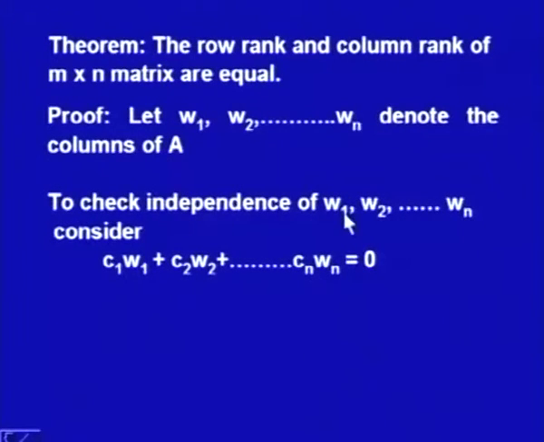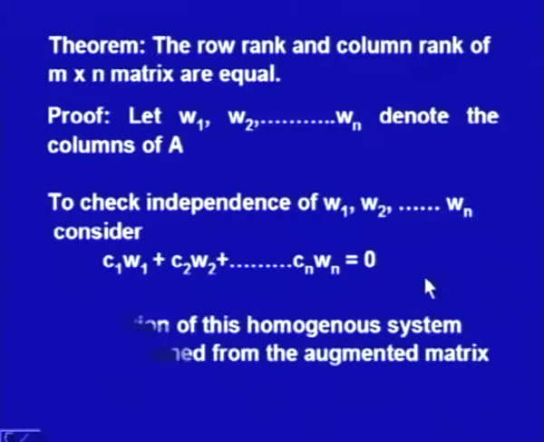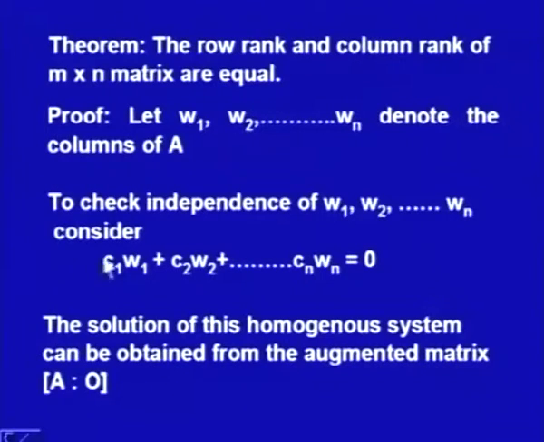To check the independence of these vectors, we consider the linear combination of these vectors: C1 W1 plus C2 W2 plus Cn Wn is equal to 0. Now, the solution of this homogeneous system can be obtained from the augmented matrix A0. This method we have already discussed.